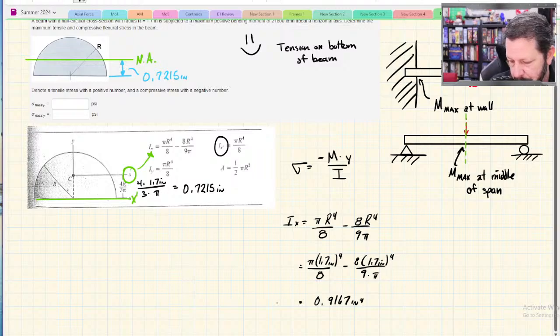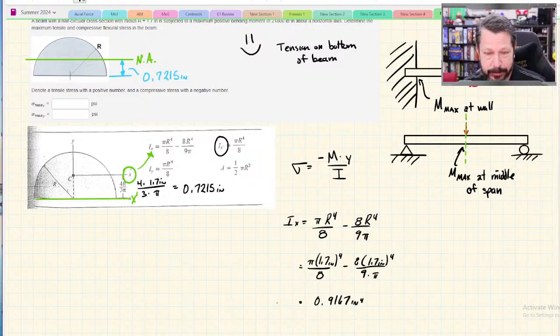0.9167 inches to the fourth, I think. I don't know. We'll have to see. I should check that, but we'll just go ahead with assuming that's right, and we'll find out later.